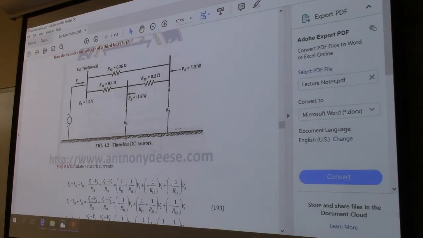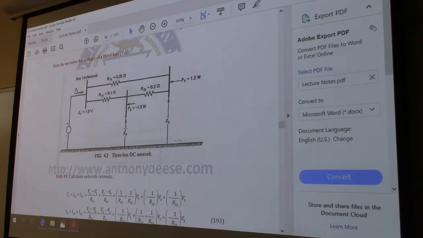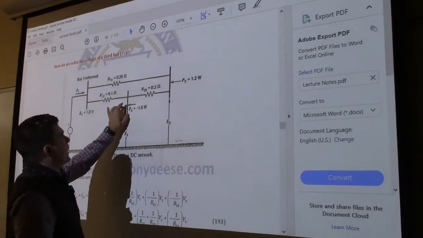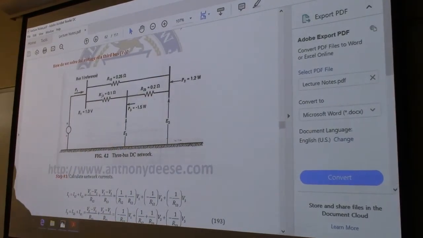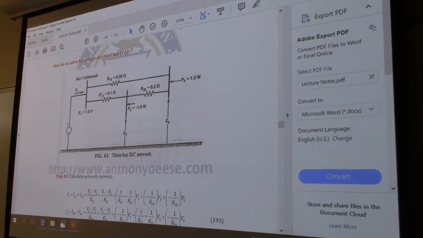So now we have this case here. It's essentially the exact same system. P1 is the same, E1 is the same, R12 is the same, P2 is the same, but this chunk in here is new. We've added a third bus, and then the lines that connect those together.